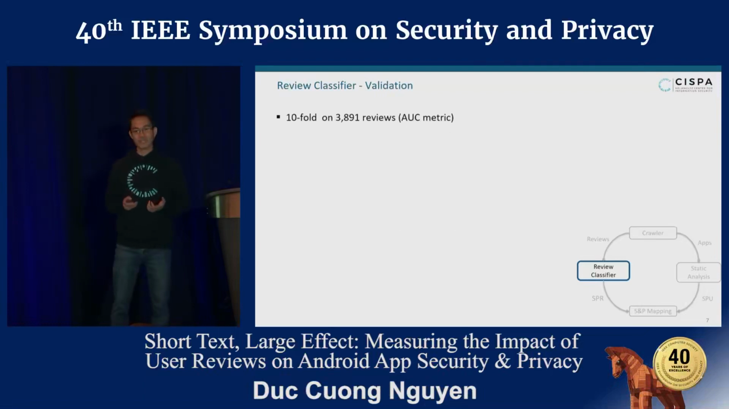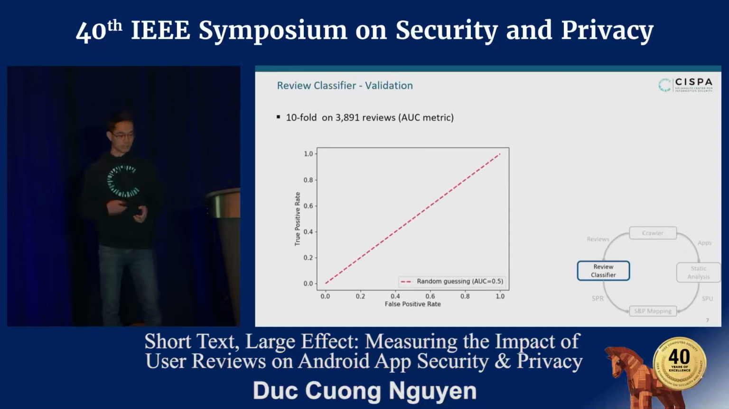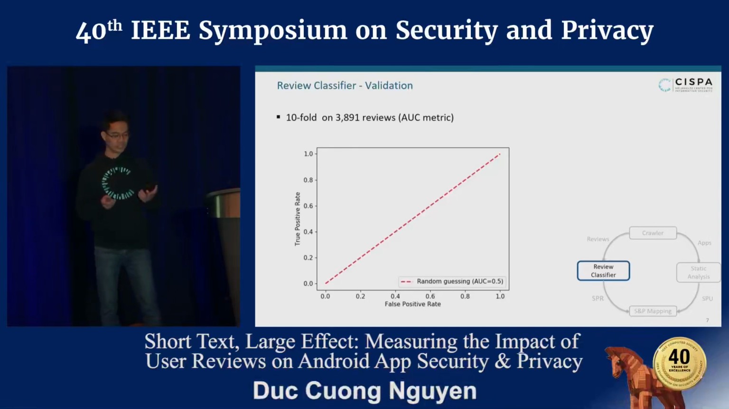So to validate our approach, we use the 10-fold validation technique on a set of manually labeled reviews, which is around 3,900 labeled reviews. And we use the AUC metric to measure how well our classifier performs. For those of you who are not familiar with the AUC metric, this is an example of a random guessing classifier. You will have an AUC of 0.5, which is denoted by the red line here.